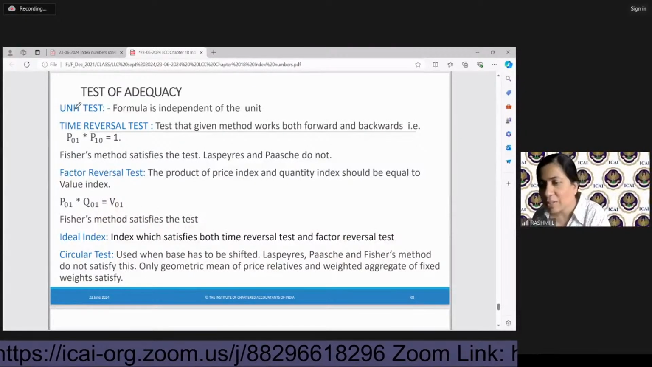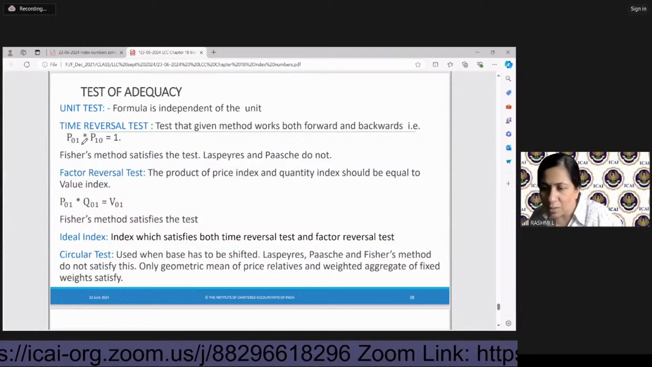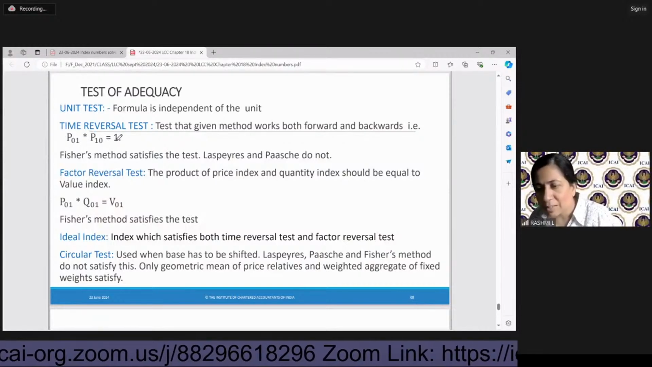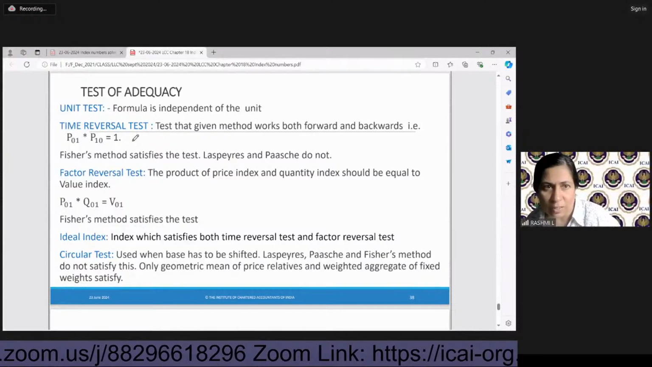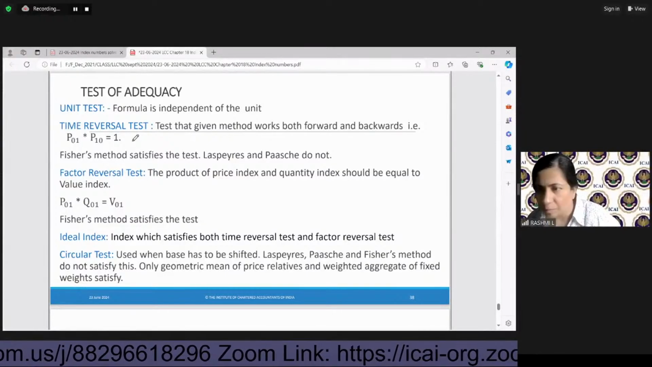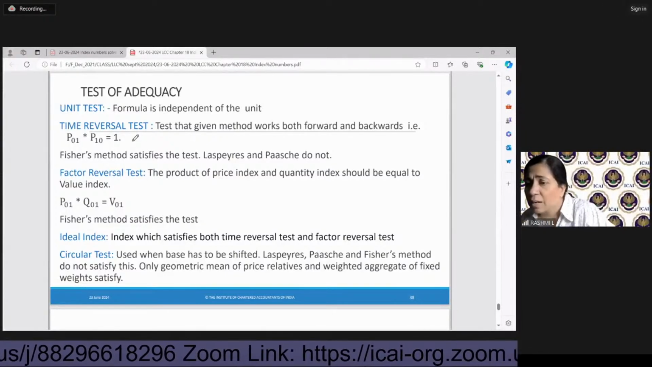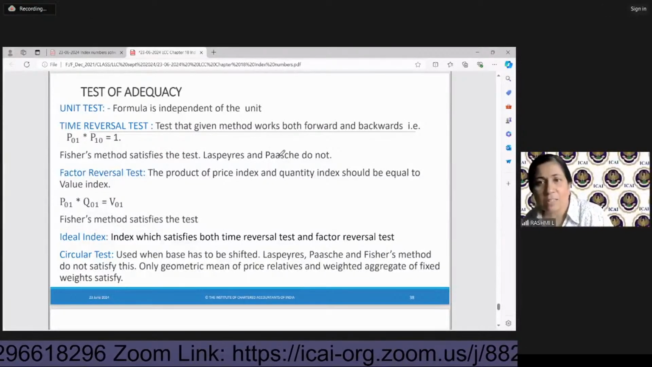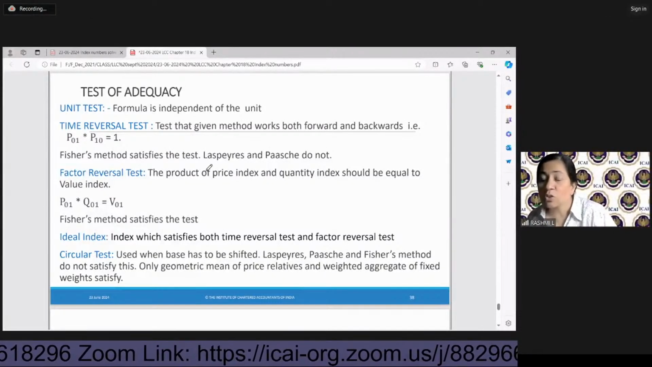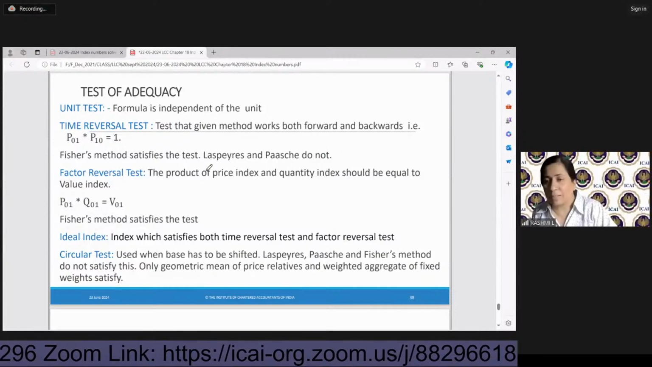Second is time reversal test. So P01 into P10 should give you 1. That is, they are reciprocal of each other. Then, Fisher's method satisfies the test. Laspeyres and Paasche do not satisfy them. So you should also know which of them do not satisfy.